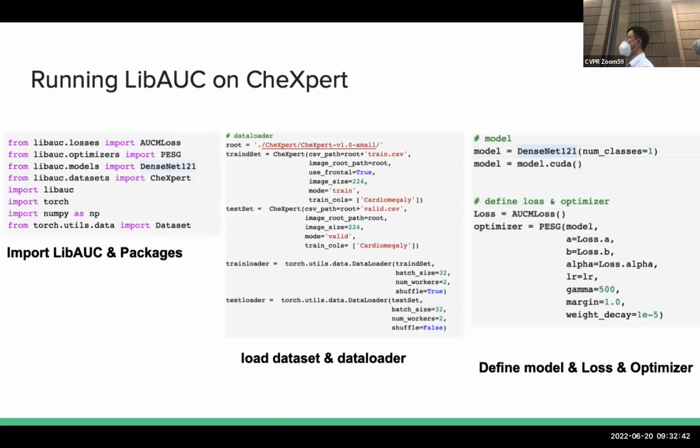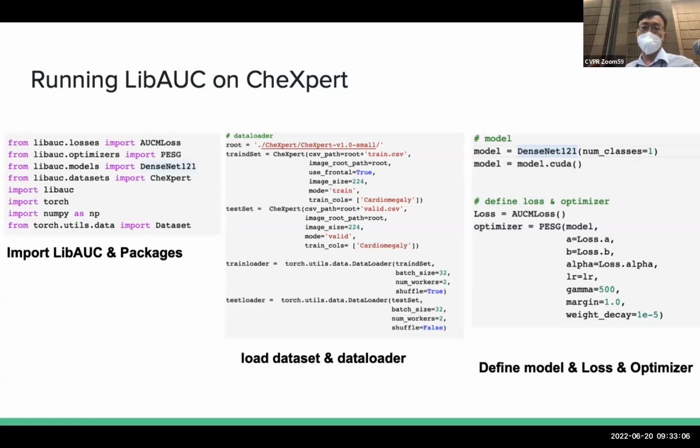So finally, I just want to show you an example of running the libAUC library on the Shakespeare dataset. You can see that it's very easy to set up your experiments by using the libAUC library. So first, you just need to import some functions, or just import the libAUC library, right?